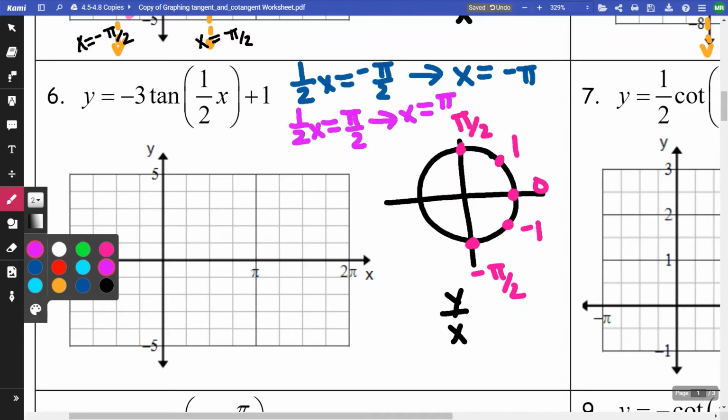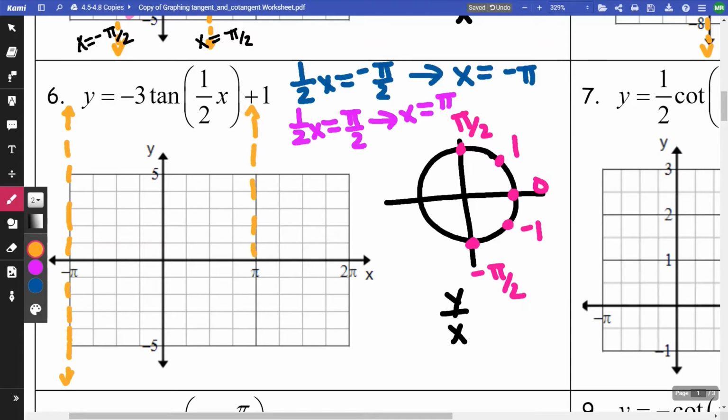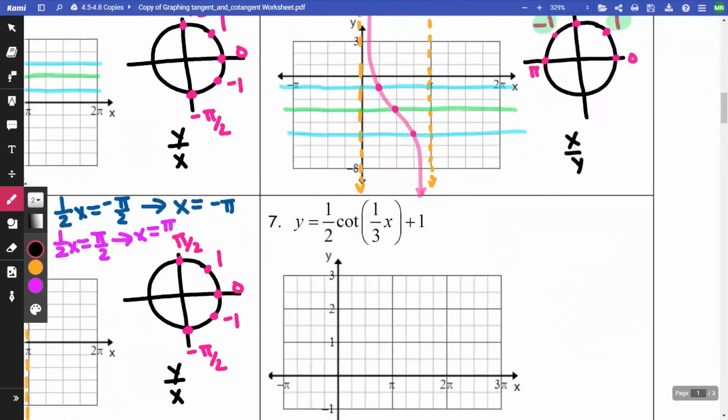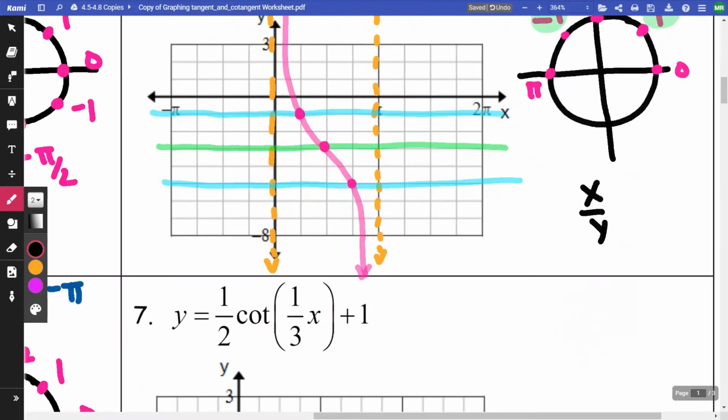So I am going to have an asymptote here at -pi, and I'm going to have an asymptote here at +pi. So that is going to be x equals -pi and x equals +pi. And I think I forgot to write it on this one here. So this was x equals 0 and x equals pi.